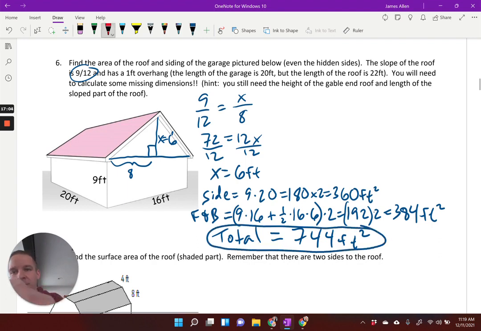Now let's do the roof. I'll do the roof in red because the roof is currently pink and it kind of matches, but I think pink won't show up that great. All right, so sides are good. We accounted for the hidden ones. Time to do the roof.